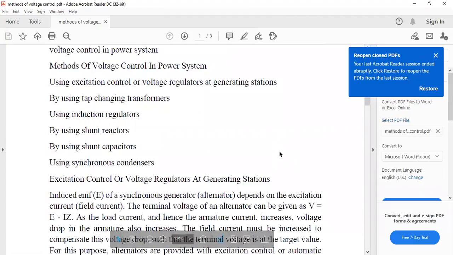Different control techniques have their own applications and their own criteria. Some methods are suitable for the generating stations only, some are suitable on the transmission side, and some are suitable on the distribution side also. Irrespective of the generation side, transmission side, or distribution side, everywhere you need to maintain the voltage level constant. These are the devices used to control the voltage in a power system.